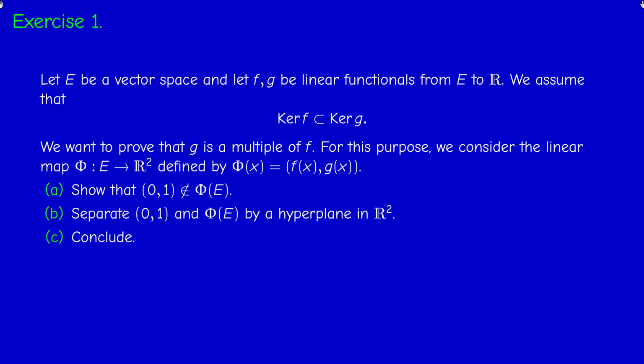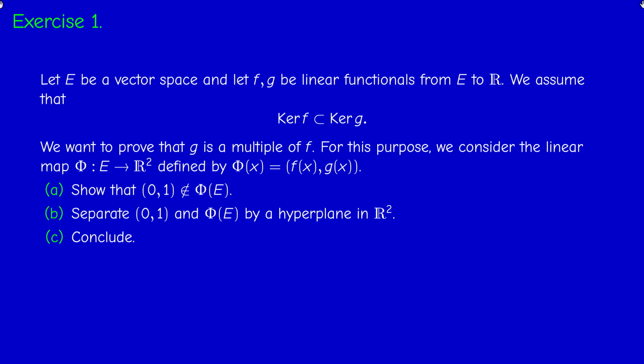For this purpose, we define the map phi from E to R2, whose components are precisely f and g. So of course, if each component is linear, then the map is linear. So first question, the point (0, 1) in R2 does not belong to the image of E under phi. And second question, we have to separate (0, 1) and phi of E by a hyperplane in R2, and then you have to conclude.